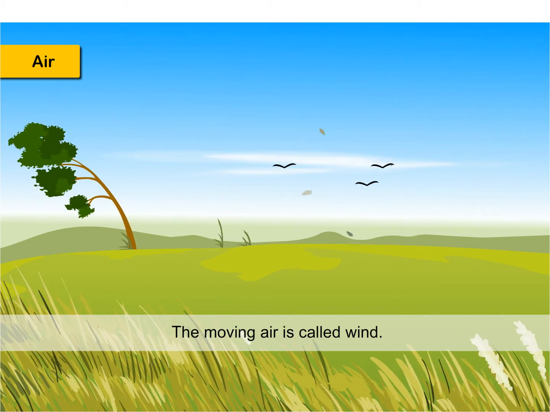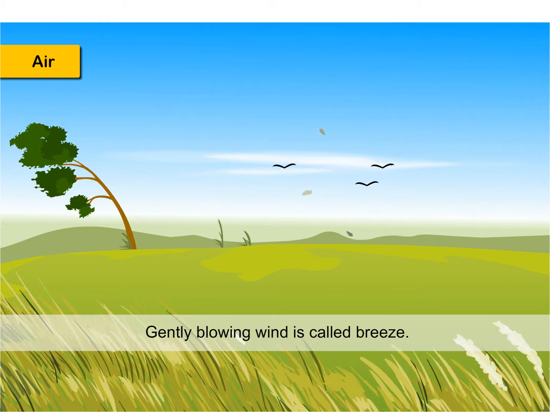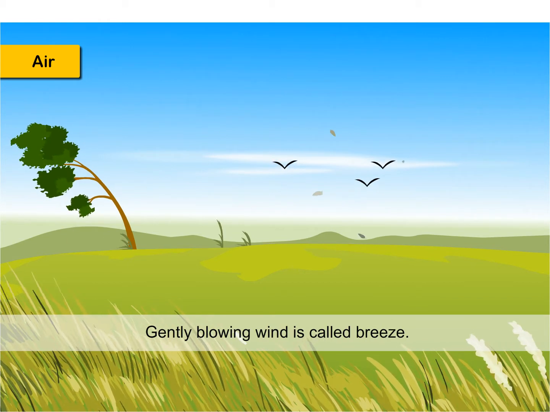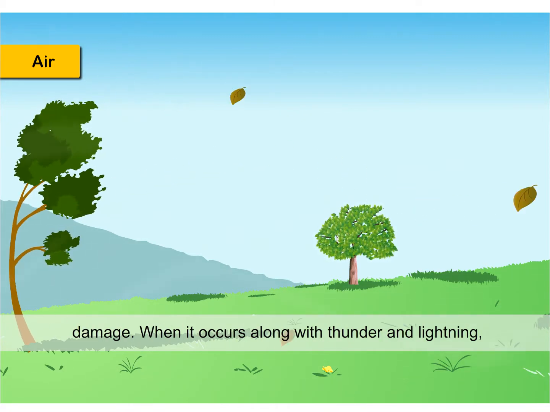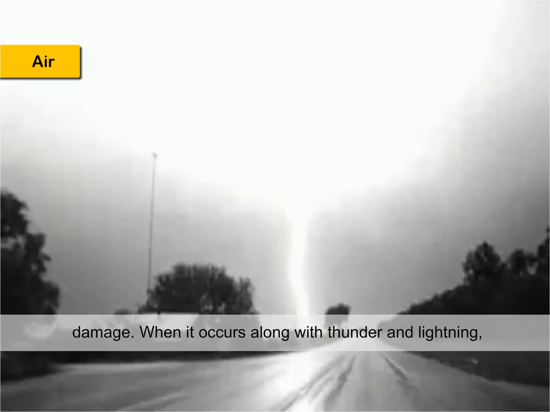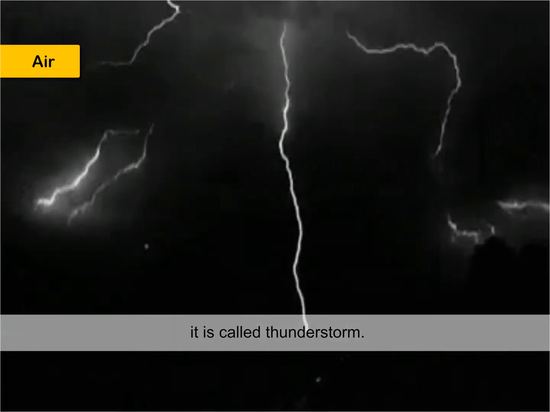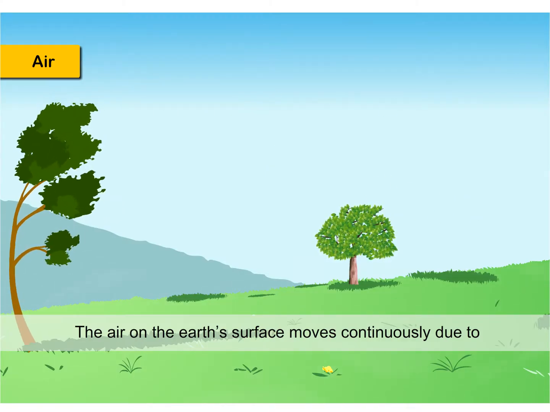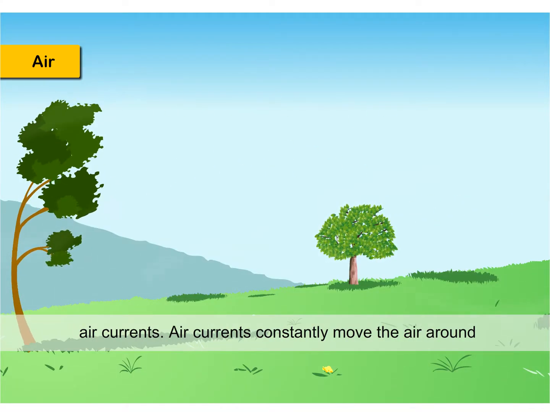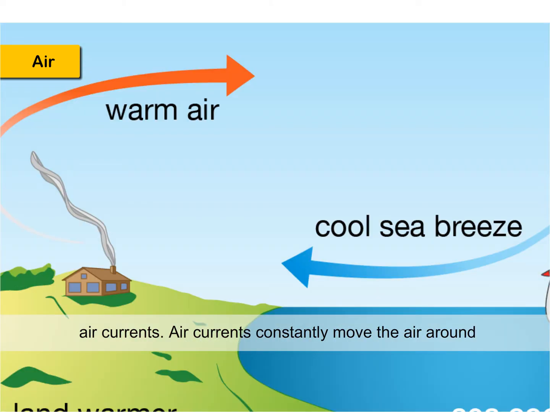The moving air is called wind. Gently blowing wind is called breeze. Strong wind is called storm, which sometimes causes damage. When it occurs along with thunder and lightning, it is called thunderstorm. The air on the Earth's surface moves continuously due to air currents. Air currents constantly move the air around us. These currents affect the weather conditions.